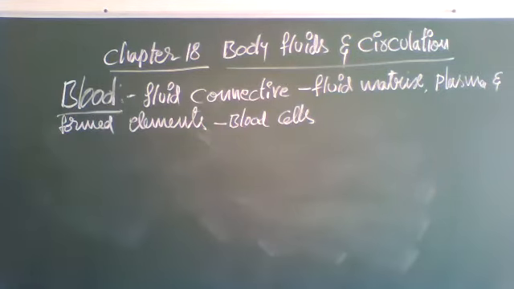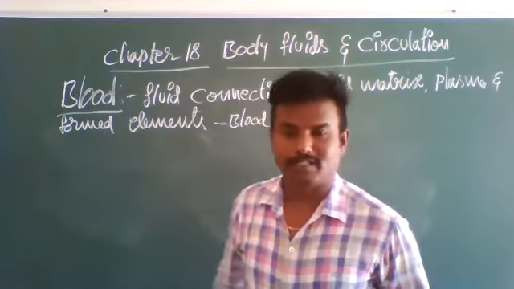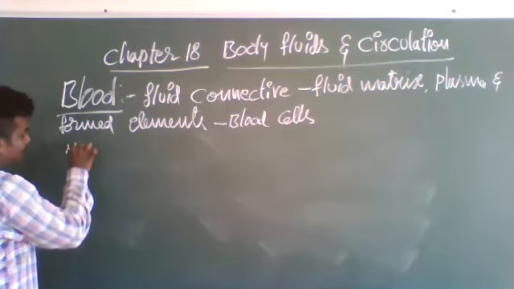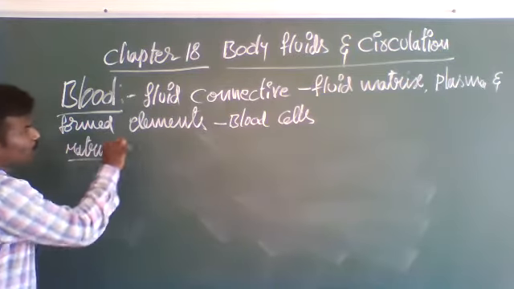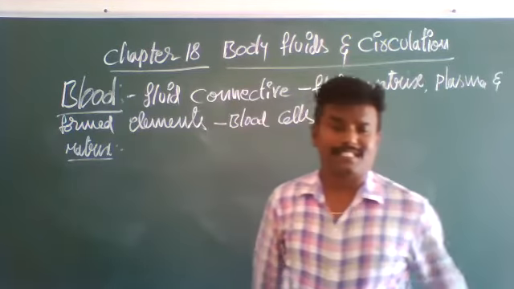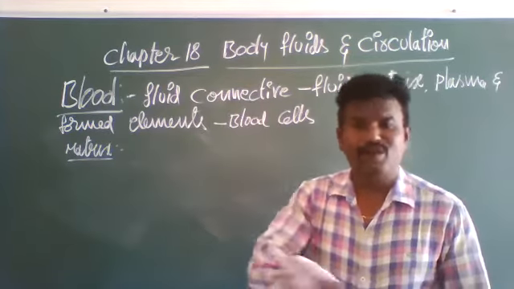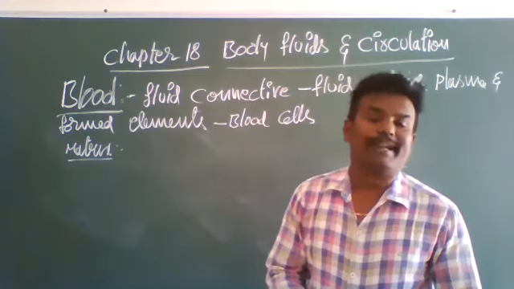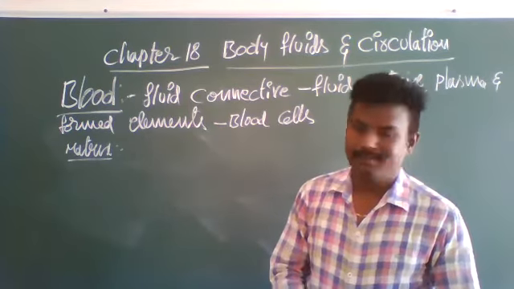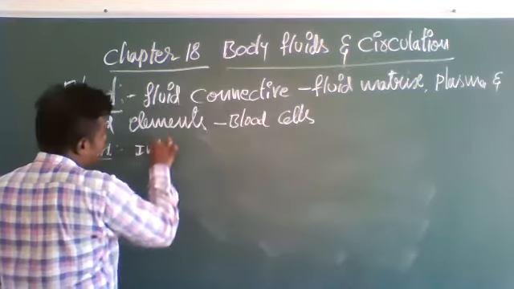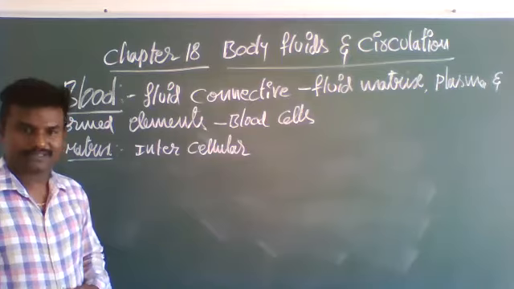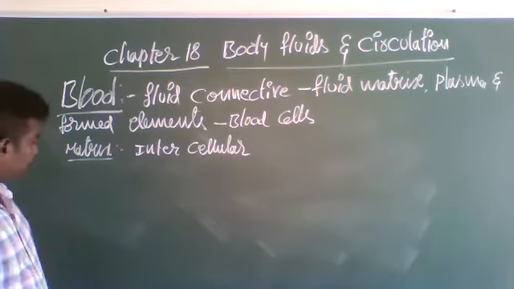Formed elements, blood cells, all are present in plasma. Sorry, blood. So first of all, let us see the matrix. Blood is a fluid matrix, a fluid connective tissue, which we also call fluid matrix. It contains the intercellular substances, and all the intercellular substances are present in the fluid matrix.